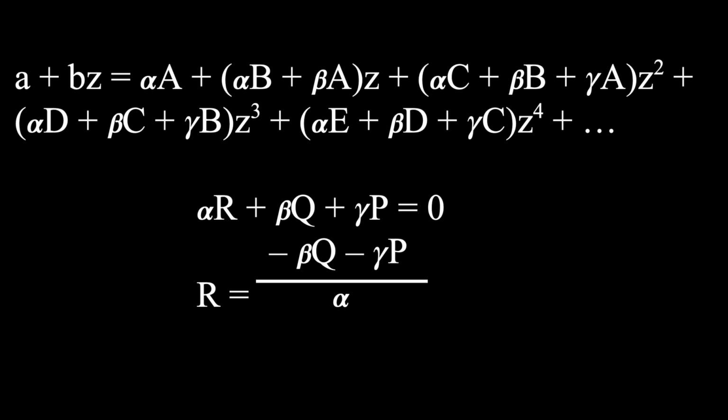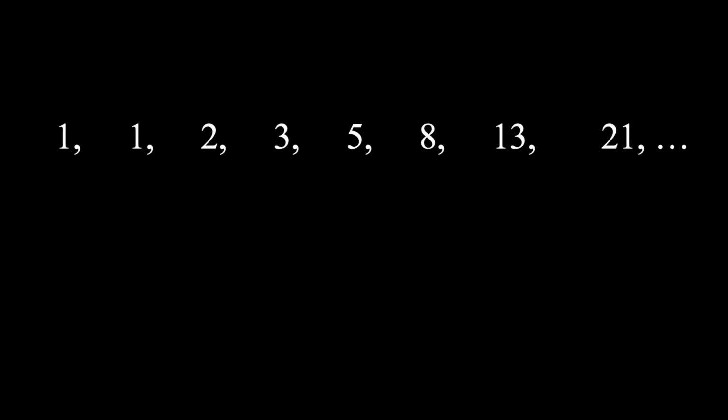Wait a minute. Doesn't that sound familiar? A number in a sequence depending on the two before it? The very famous Fibonacci sequence has that very property. The Fibonacci sequence goes 1, 1, 2, 3, 5, 8, 13, 21, 34, 55, and so on. If you've never seen this before, you might want to pause the video to figure out the pattern.